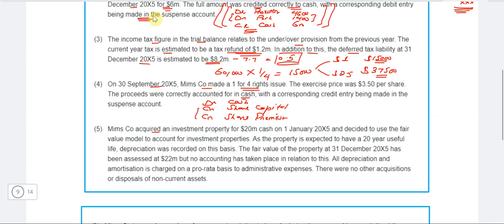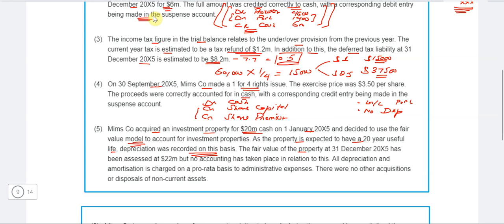MIMS company acquired an investment property for 20 million cash. Okay, so initial measurement is at cost, and for subsequent measurement we have the cost model and the fair value model. On 1st January we decided to use the fair value model. Now we know in the fair value model, gain or loss goes to the profit or loss, and there is no depreciation. As the property is expected to have a 20-year useful life, depreciation was recorded on this basis. So they have done the incorrect treatment. No depreciation should be charged on the investment property which is classified under the fair value model.